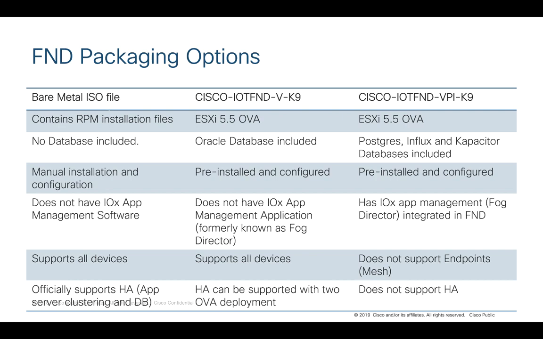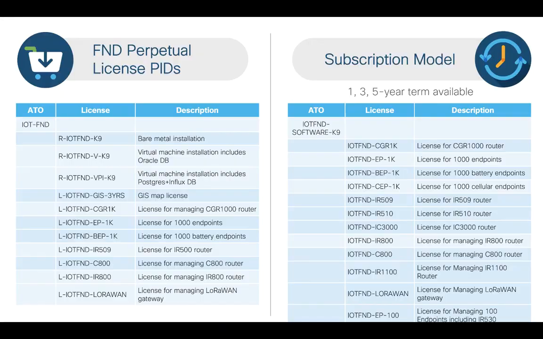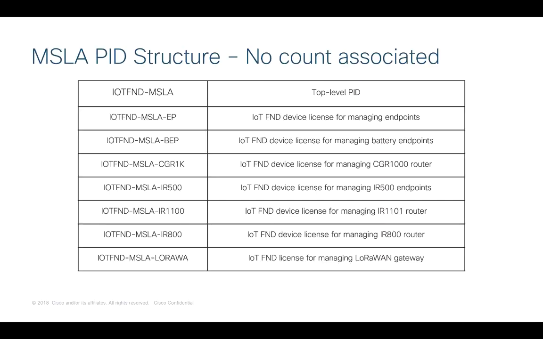FND packaging options. So if you remember, in the perpetual license PIDs, there were 3 options for the IoT FND software. One is the IoT FND K9, the other is the VK9, and then the VPI K9. So let's look at the differences between all these PIDs.